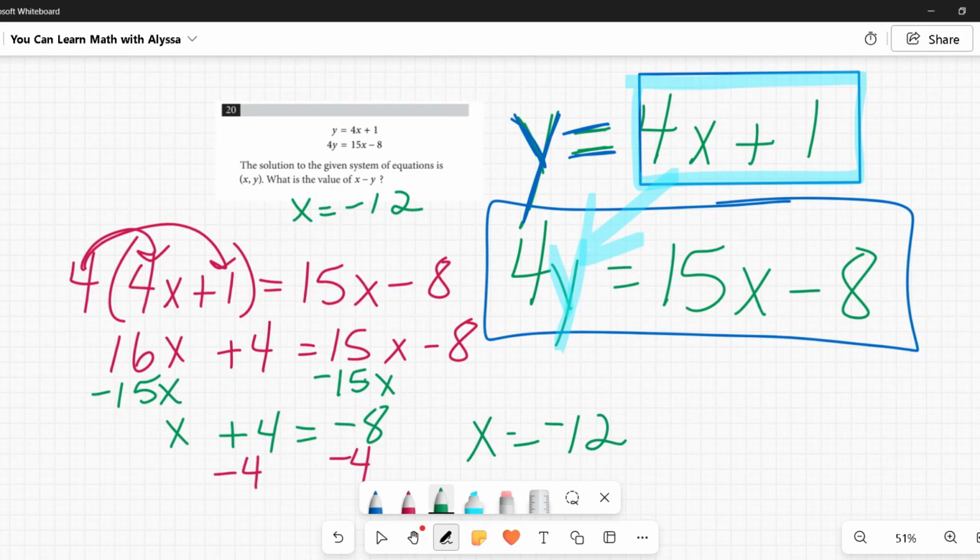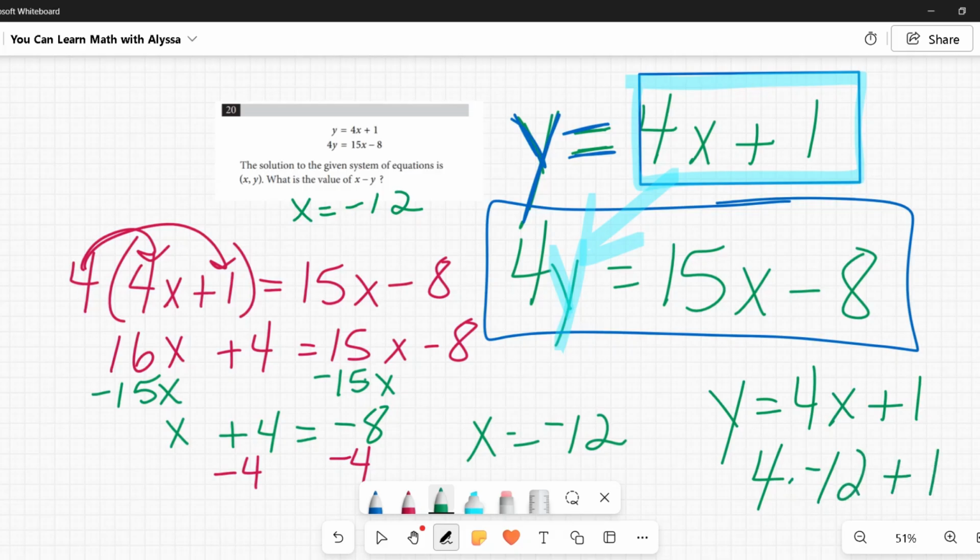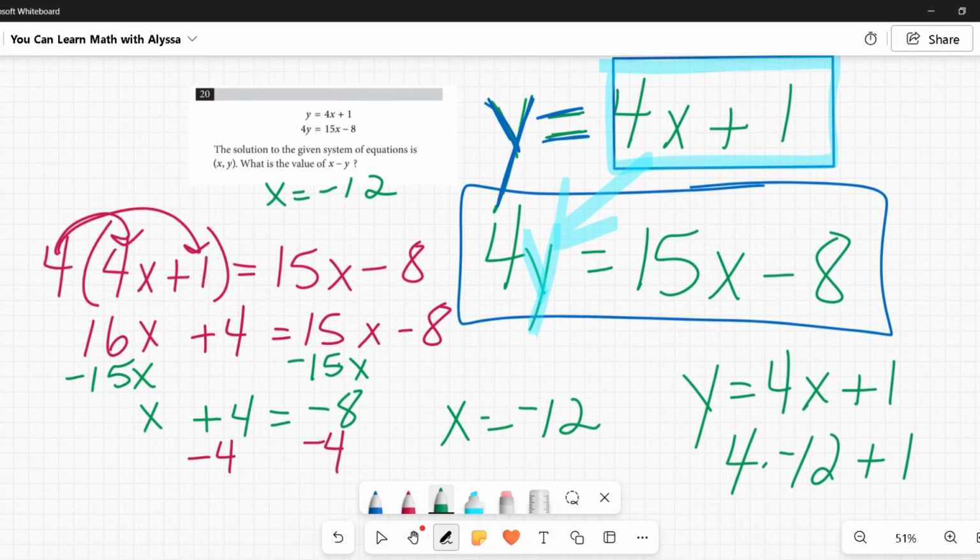Well, I was told up at the top that y is equal to 4 times x plus 1. So let's do that math. 4 times negative 12 plus 1. 4 times negative 12 is negative 48. I'm running out of room again. And negative 48 plus 1 is negative 47.